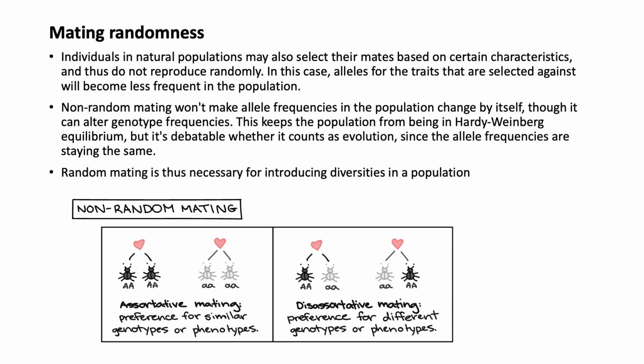Thus, non-random mating won't make allele frequencies in the population change by itself, although it can alter genotype frequencies. This keeps the population from being in Hardy-Weinberg equilibrium, but it's debatable whether it counts as evolution since the allele frequencies are staying the same. Thus, random mating is necessary for introducing diversity in a population.